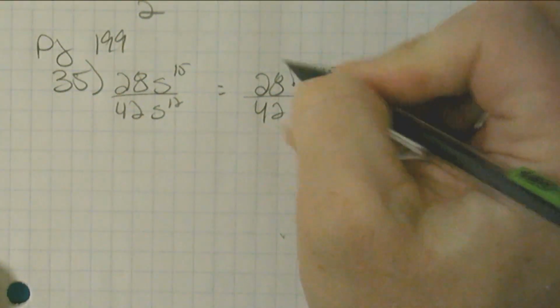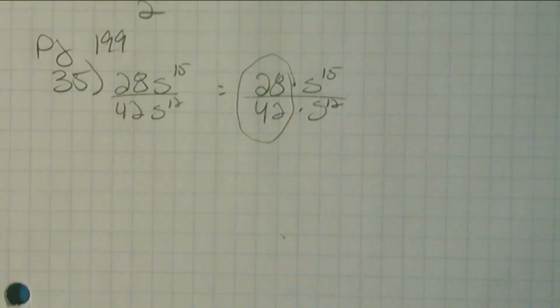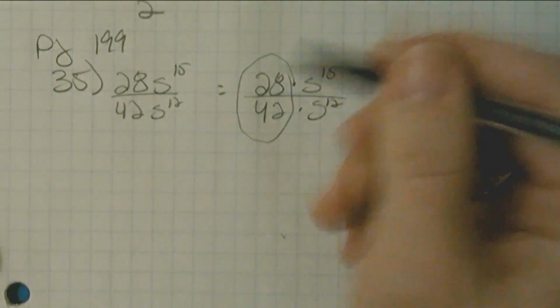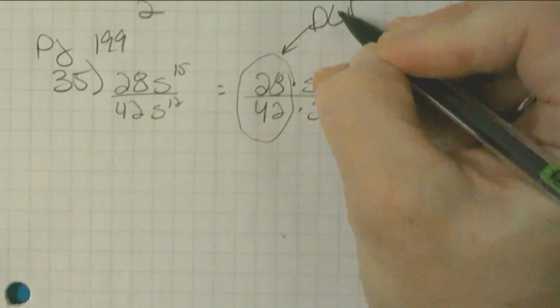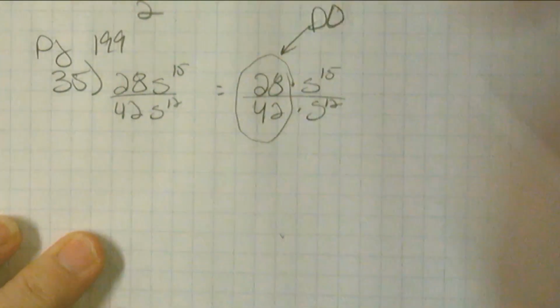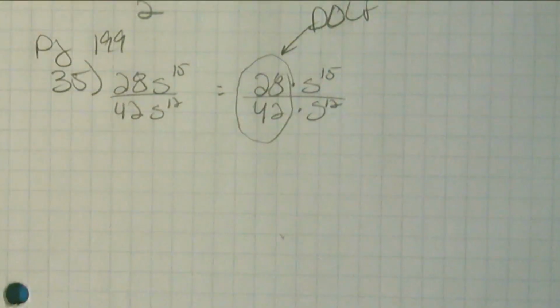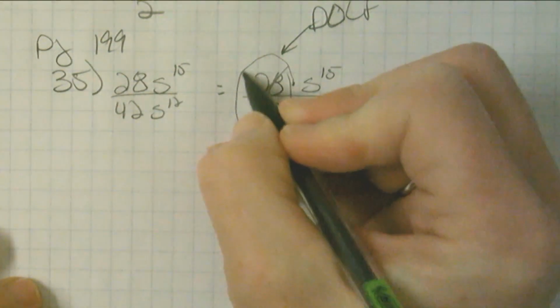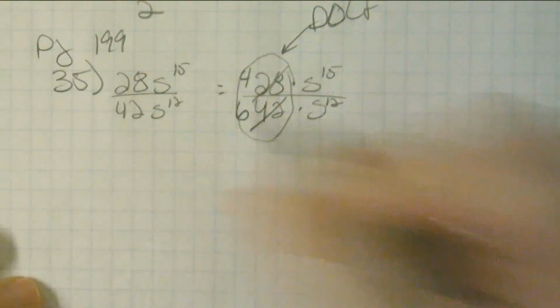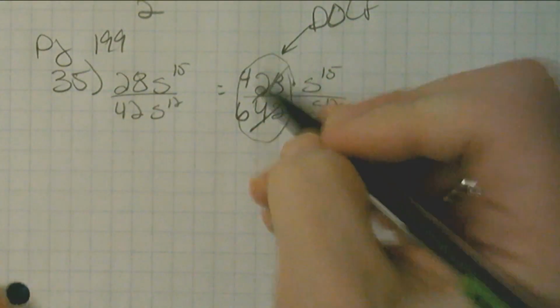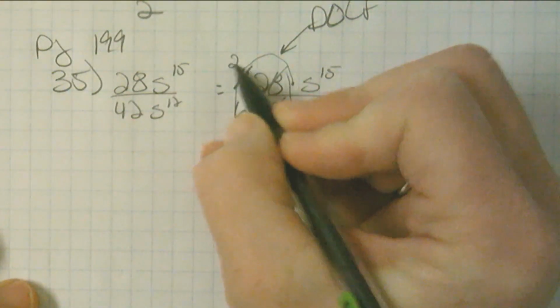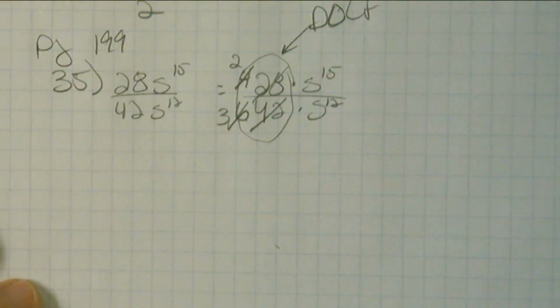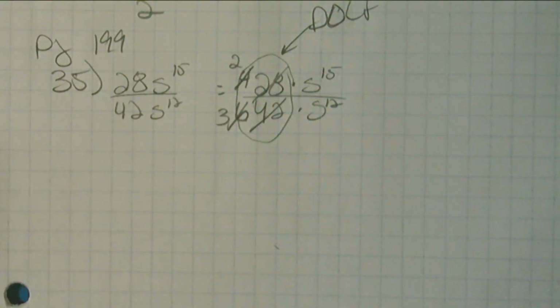All right, so first of all, we need to simplify that fraction. The power rule does not apply to this fraction. We just need to divide out common factors, DOCF, between these two. 28 and 42 have a common factor of 7. So the 28 becomes a 4, the 42 becomes a 6. They also now have a common factor of 2. So that 4 becomes a 2, and the 6 becomes a 3. So I divide out common factors between the 28 and the 42.